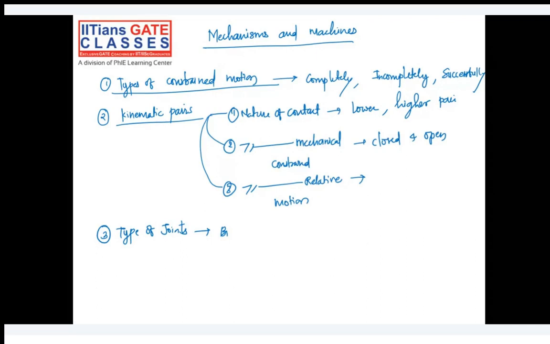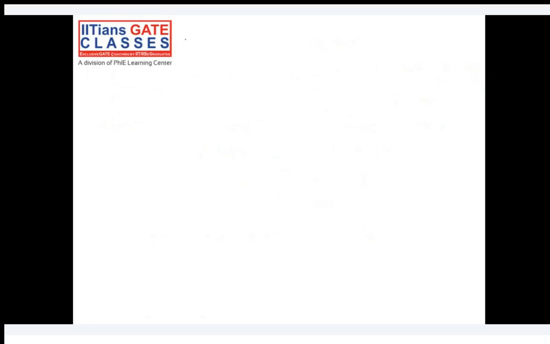Okay, and let's say if in that mechanism none of the pairs is with 2 degrees of freedom, then basically this term will go and you can simplify the formula. Okay, after that we have studied 2 more formulas if you remember. So if you make this 0, then that is Kutzbach's criteria.